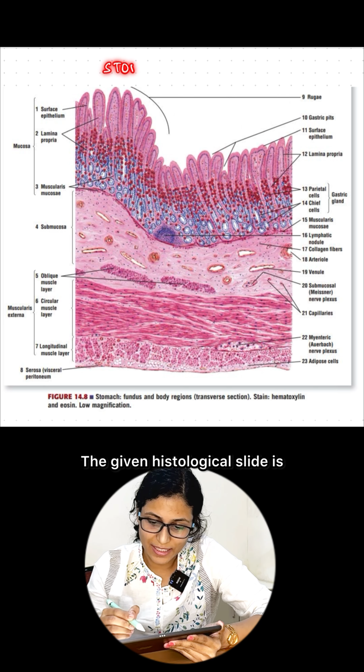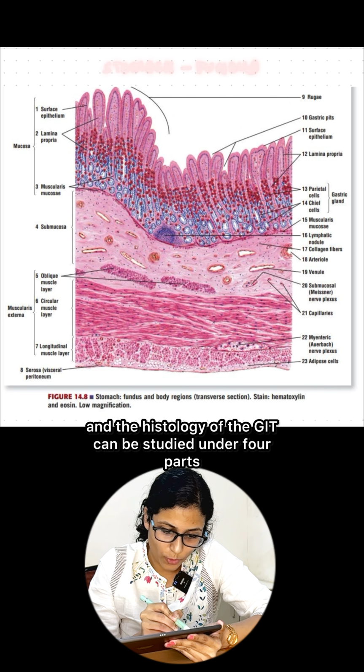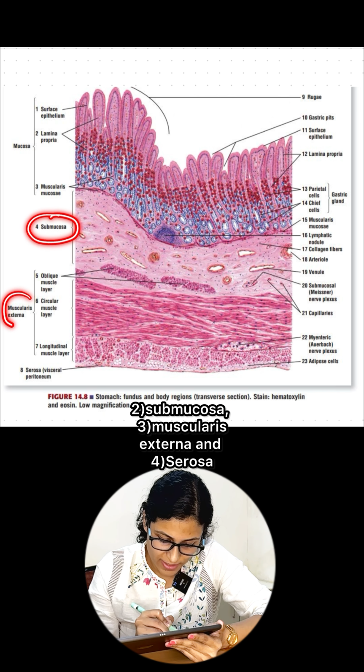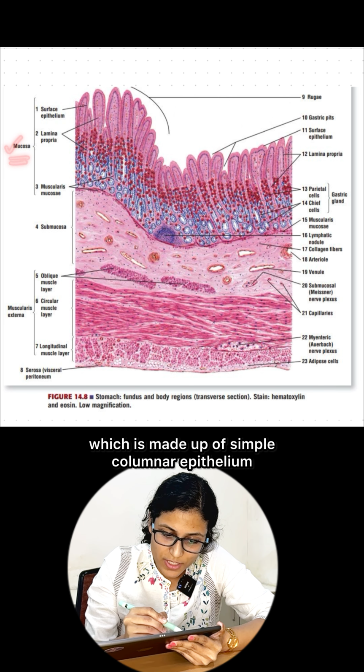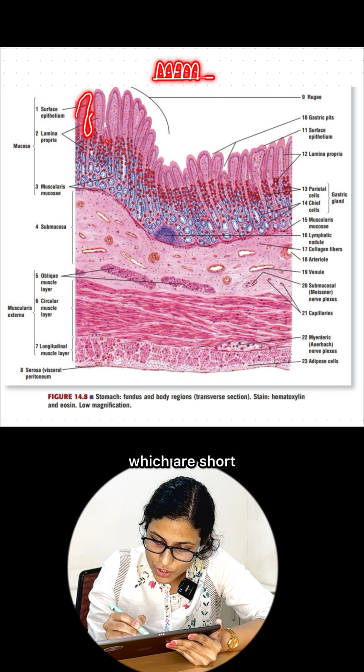The given histological slide is that of stomach fundus, and the histology of the GIT can be studied under 4 parts, that is the mucosa, submucosa, muscularis externa and serosa. The mucosa has a surface epithelium which is made up of simple columnar epithelium, and here in the surface epithelium you have gastric pits which are short.